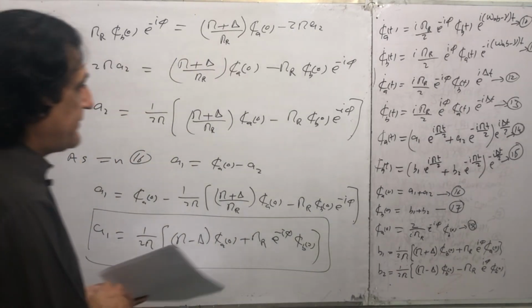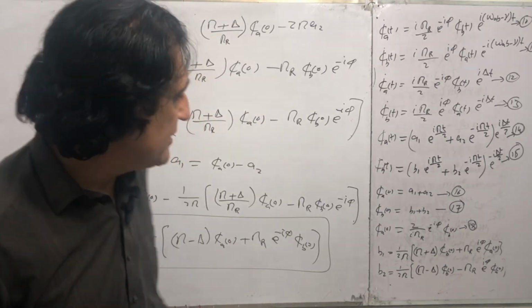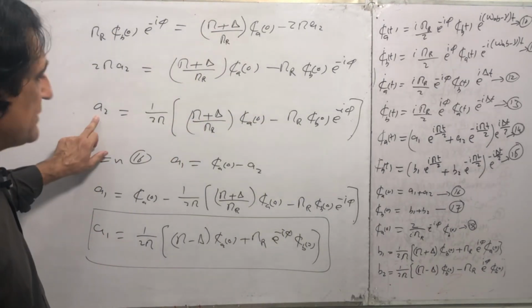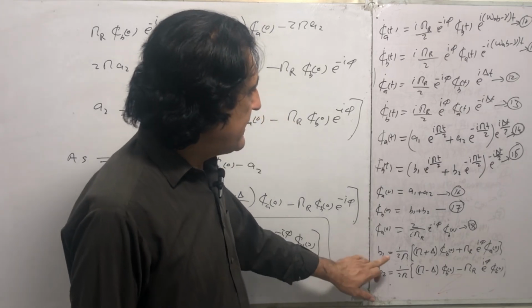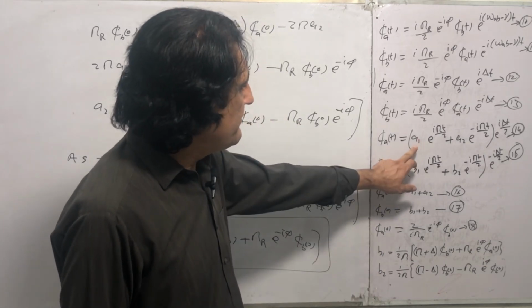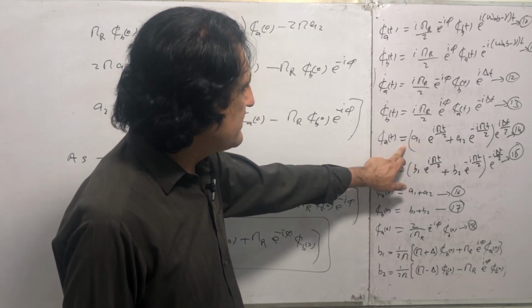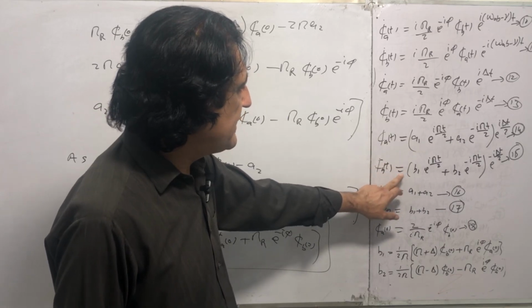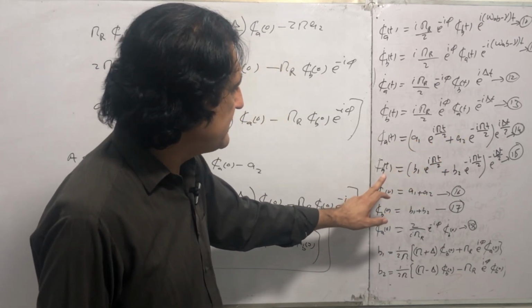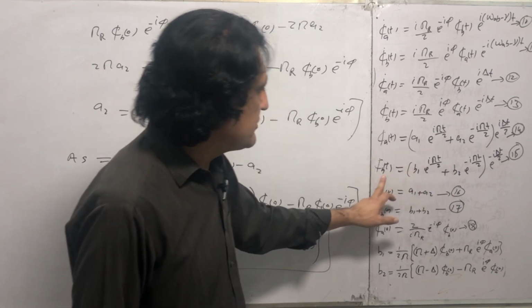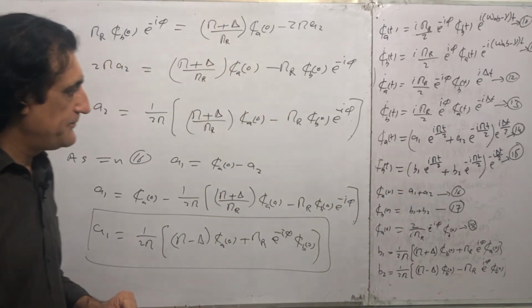Now we have the value of A1, A2, B1 and B2, and then we must use equations number 14 and 15, putting the values of A1, A2 in equation number 14, and B1, B2 in equation number 15.